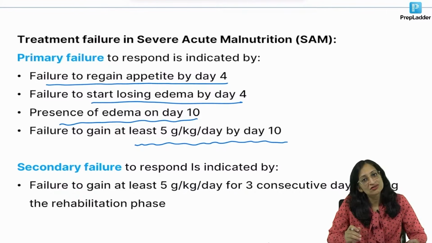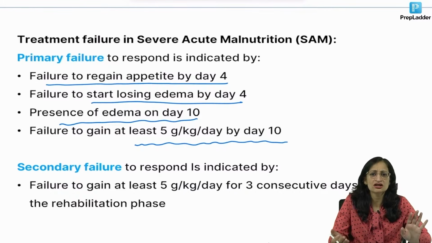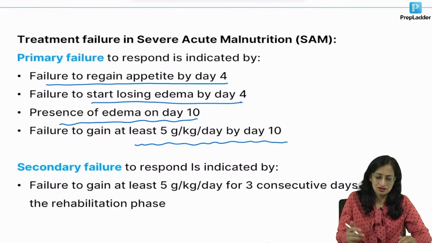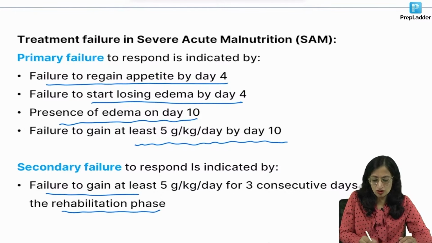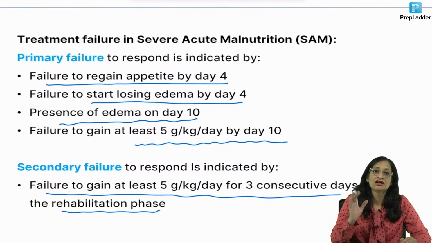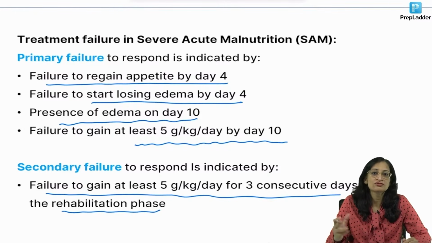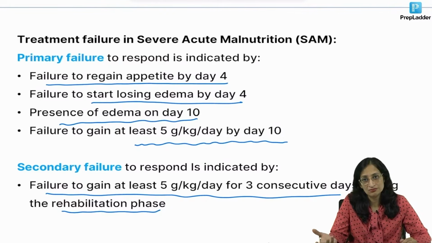What about secondary failure? Secondary failure means initially the child was responding, but later in the rehabilitation phase, the child is no longer gaining adequate weight. Okay. So these are the criteria for failure to respond to treatment in a child with severe acute malnutrition.